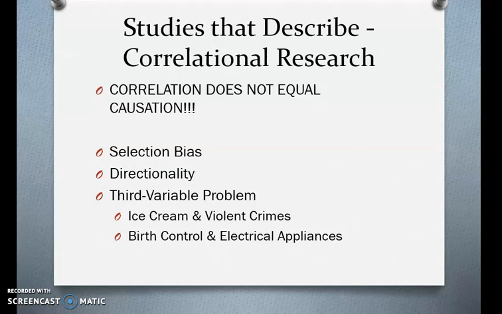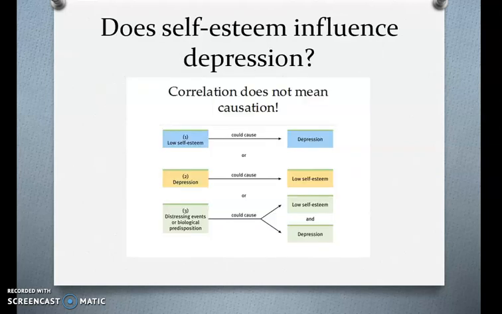There's a similar finding with birth control and electrical appliances. The third variable there is socioeconomic status. I'll let you figure that one out for yourselves. But here's a nice graphic about the directionality and third variable problem.